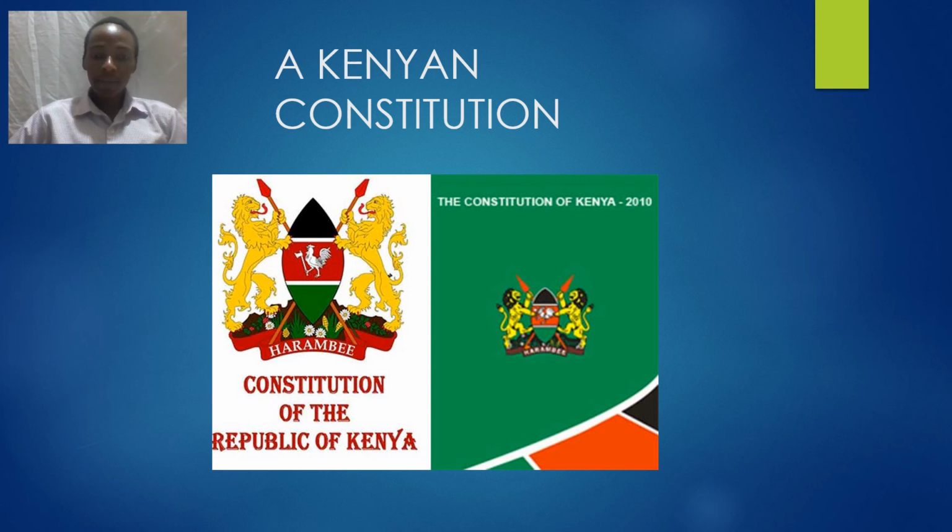Well, as you can see, this is a sample, just a paper that is showing the Kenyan constitution. This constitution was promulgated or adopted in the year 2010. This is the constitution that brought about the devolution we currently have in our country. This is the constitution that brought about the developments actually.